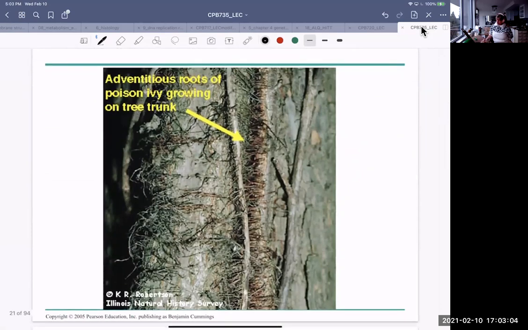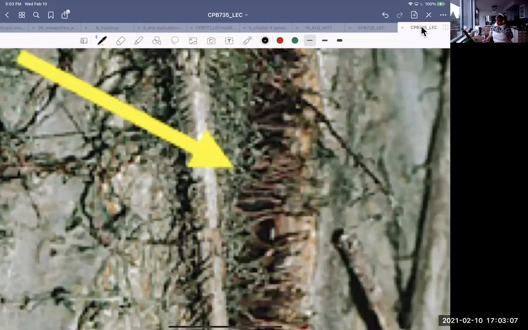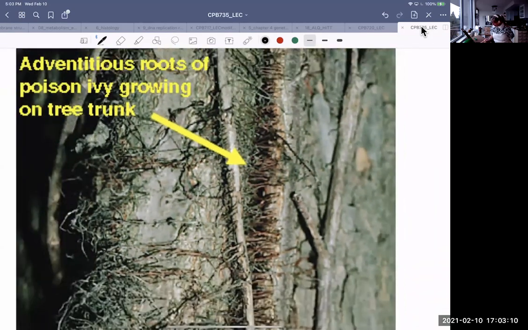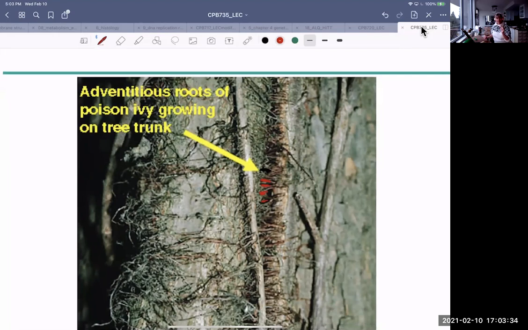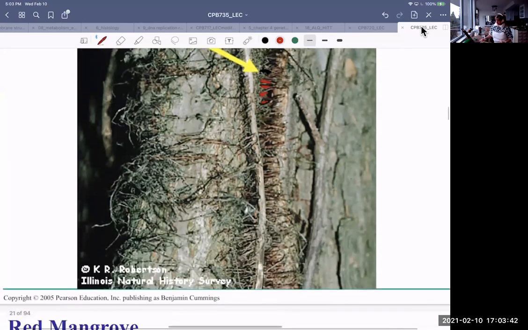This is a kind of adventitious root. It grows from the stem. It's an ivy that grows up a tree. And you've probably seen ivy grow up the side of buildings. How do they stay attached? Well, they throw out these adventitious roots that have a really strong, gummy kind of resin. It's called lignin, and it sticks to the side of the building.